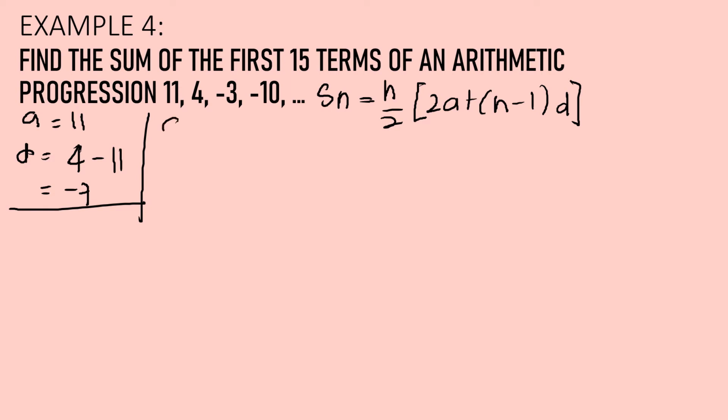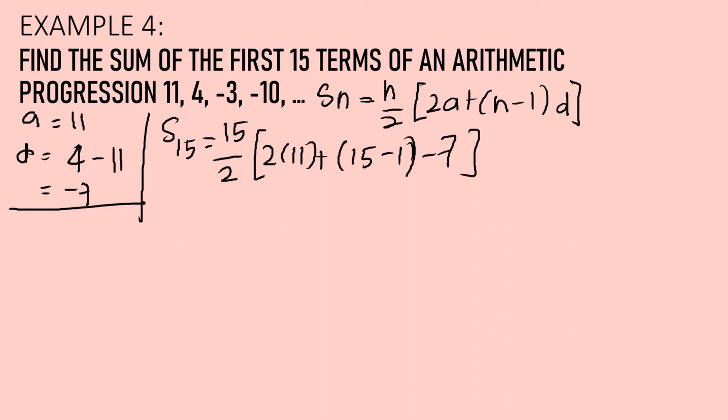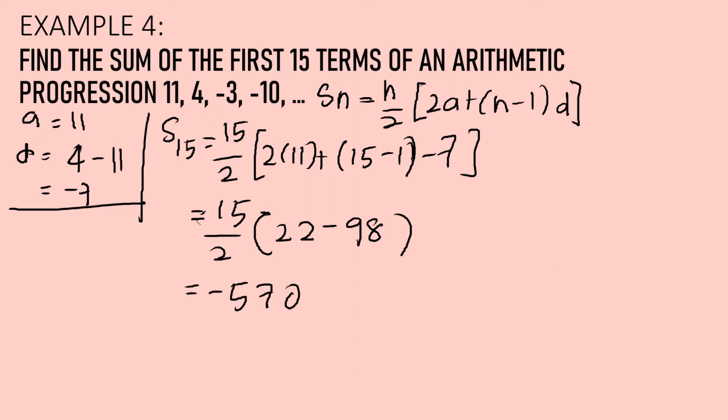So S15 equals 15 over 2 bracket 2 times 11 plus 15 minus 1 times negative 7. 15 over 2 bracket 22 minus 98. Therefore, the answer is negative 570. Okay.